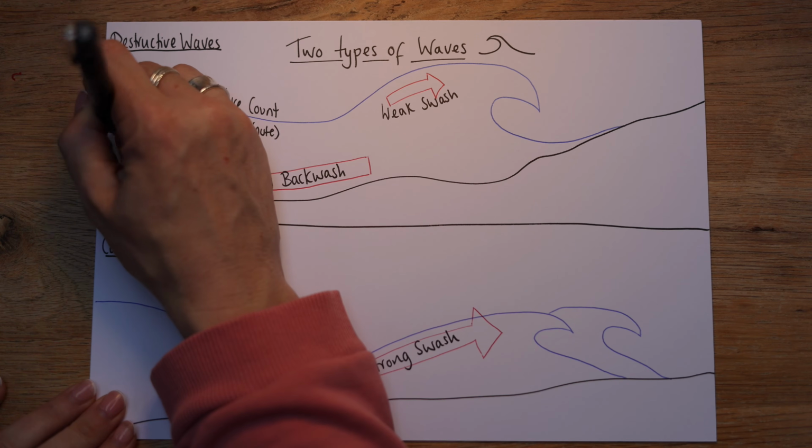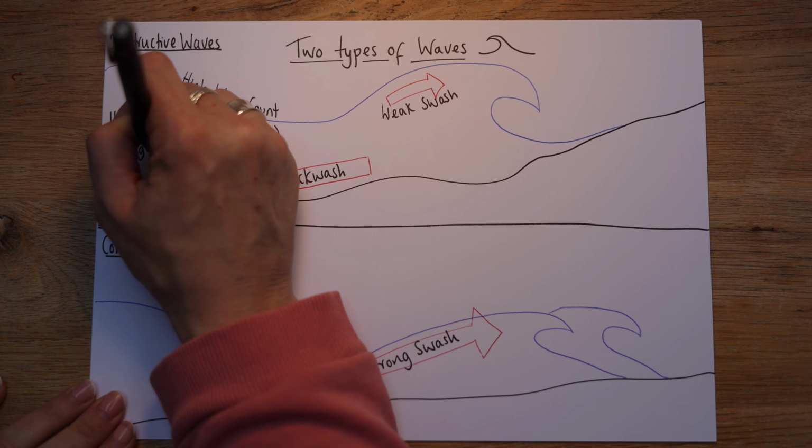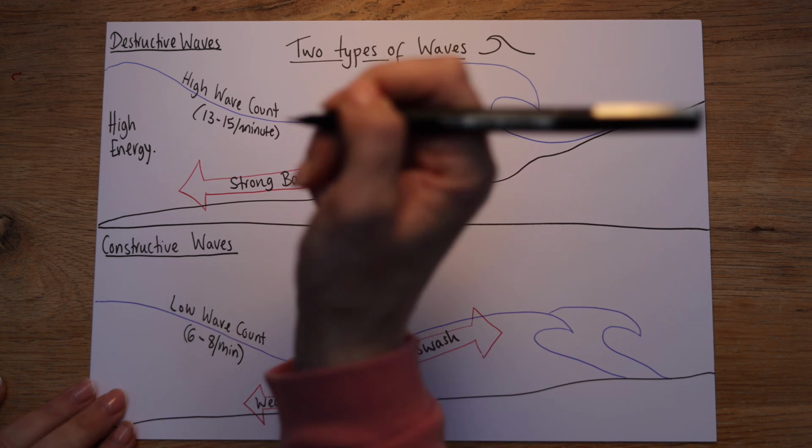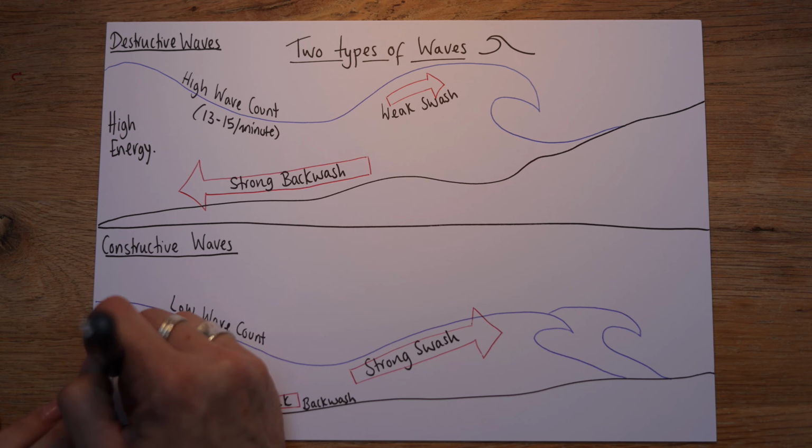Destructive waves are high energy waves. They are the big waves that come from storms. Whereas constructive waves, you'll see on a gentle day with not much wind, they're more low energy. All right, so let's put low energy.